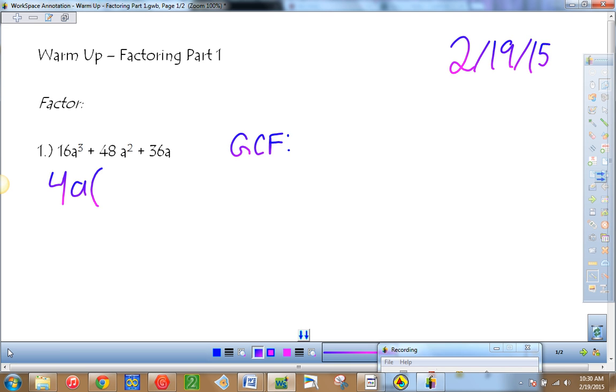So you're going to divide each of these by this to see what's left over. What's 16 divided by 4? 4. What is A to the third divided by A? You get A squared. A to the third divided by A to the first. Remember, you subtract exponents.